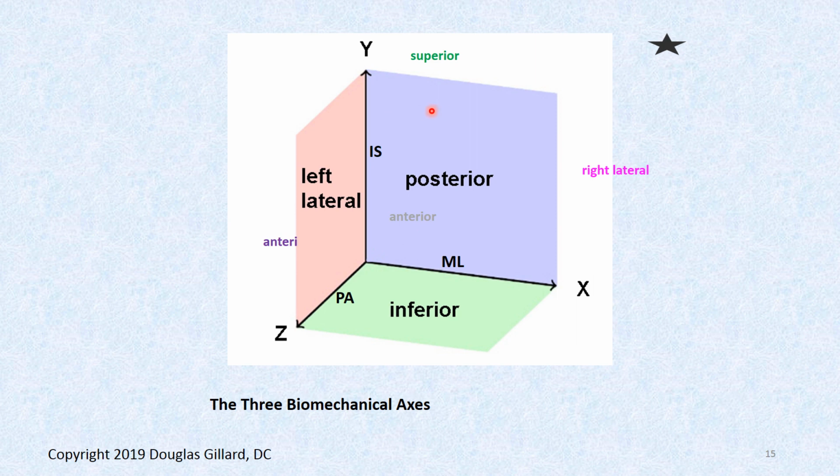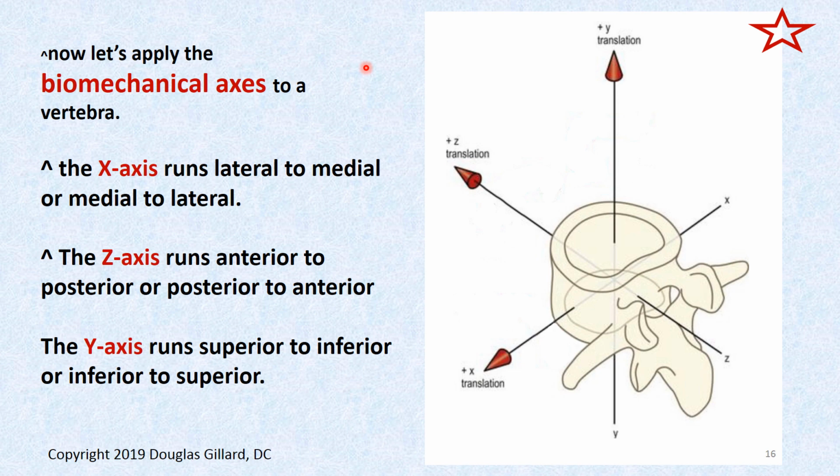So here are our three biomechanical axes. The X would run medial to lateral through the center of this block. The Z-axis would go deep into the plane of the page, and in this block it would go in a posterior to anterior direction. Going straight up, inferior to superior, by these arrowheads, that's the Y-axis. All right? Simple as that. I think you know that.